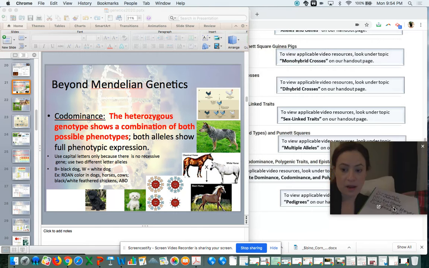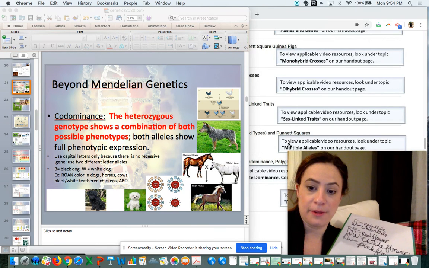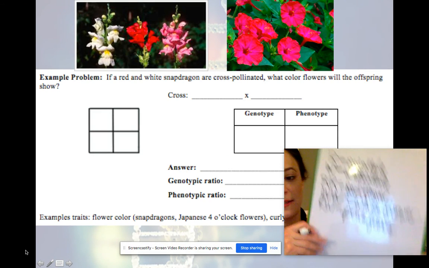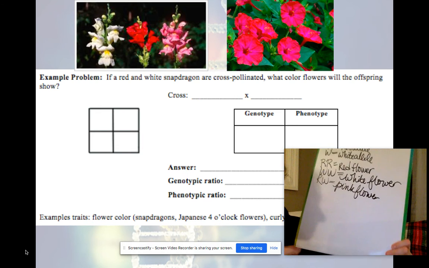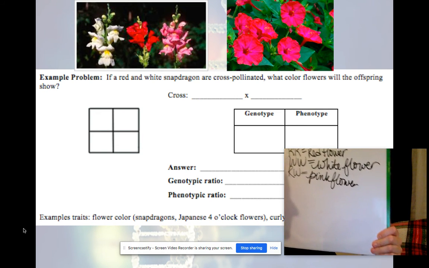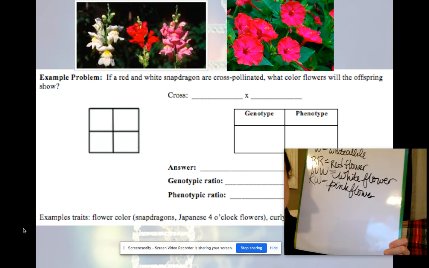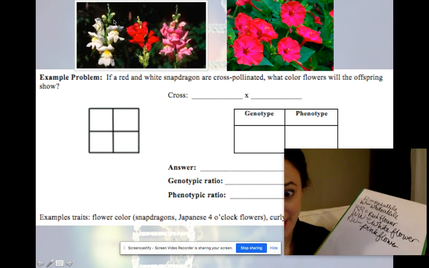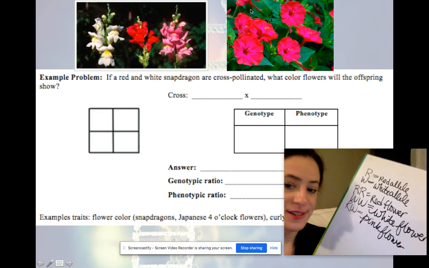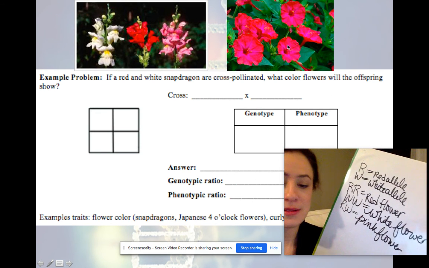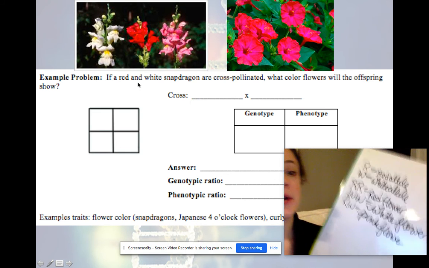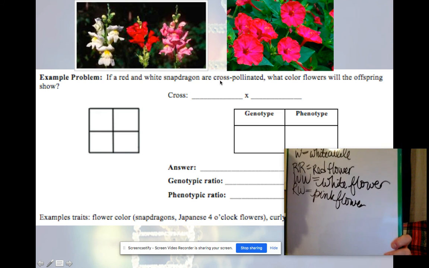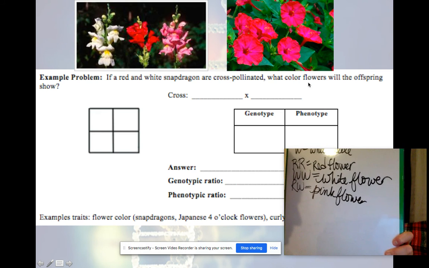So let's go to an actual practice problem. Different pattern of inheritance, but the plan of attack is still the same. The example is if we have a red and a white snapdragon, which is just a flower. That's what the snapdragon looks like. These are also called four o'clock flowers, same pattern of inheritance. If a red and white snapdragon are cross-pollinated, what color flowers will the offspring show?